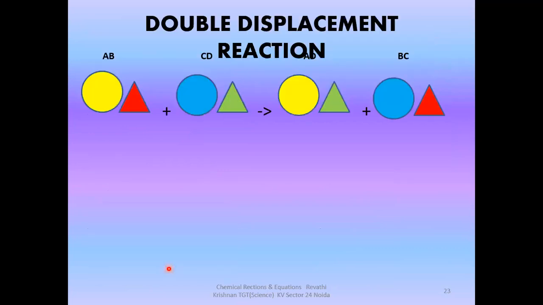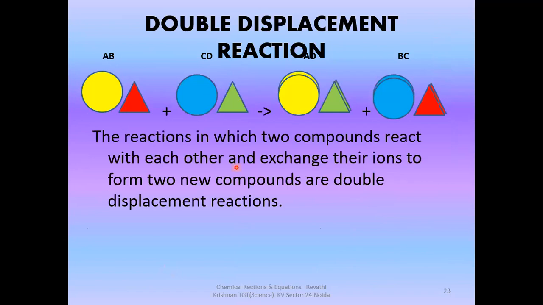The fourth type of reaction is double displacement reaction. In double displacement reactions, two compounds react with each other and exchange their ions to form two new compounds. Let's say we have two compounds AB and CD. After exchange of ions, they form two new compounds as products, AD and BC.